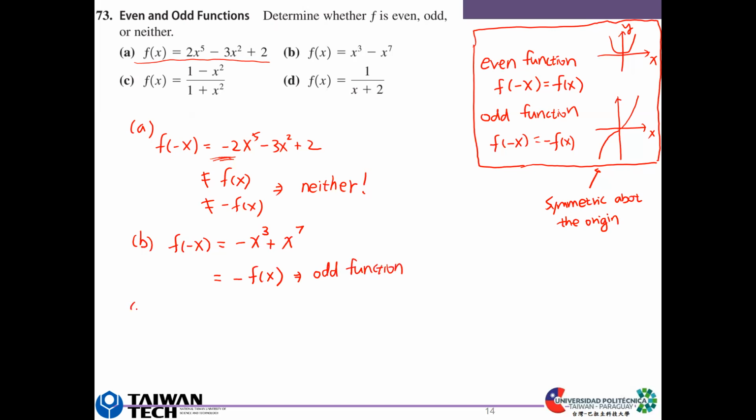And then we look at problem C. We have f(-x) equals x squared over 1 plus x squared. This is the same as f(x). So this is an even function.